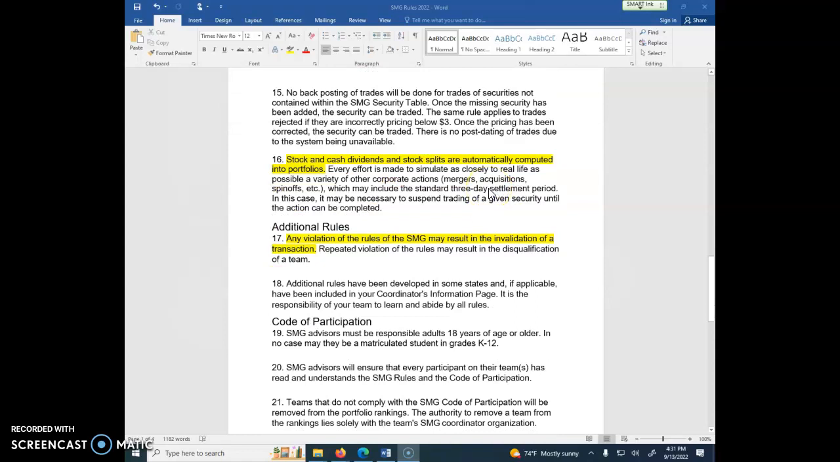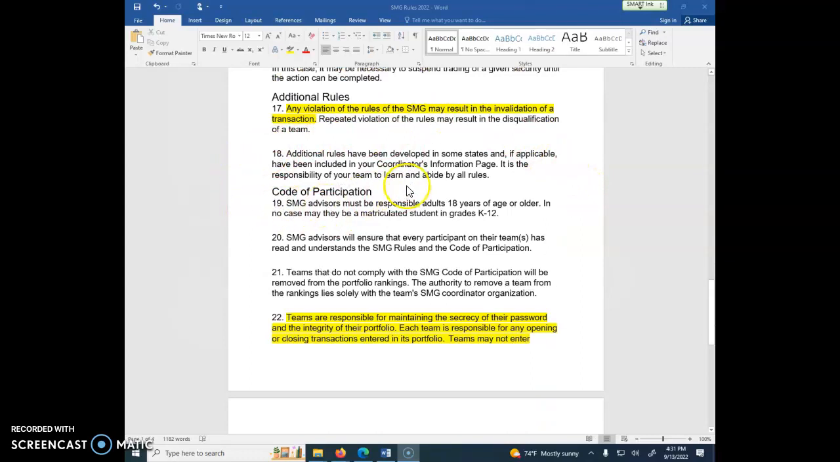Moving on to some additional rules. Any violation of the rules of the stock market game may result in an invalidation of a transaction. If you do something like buy a stock, for example, when you try to buy it, it's exactly $3 per share. But when the transaction is actually processed by the game, it may have dipped below $3 per share and is now $2.99 per share. That transaction will be invalidated. Okay, so that goes against the rule. There is a slight lag in time when transactions are actually processed.